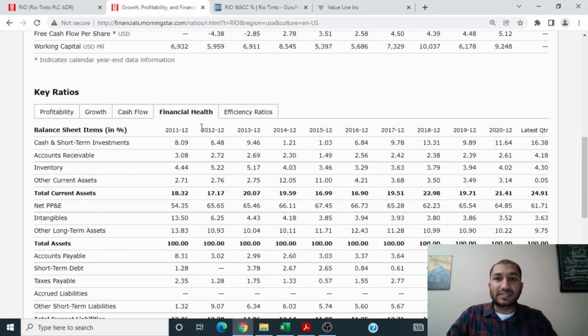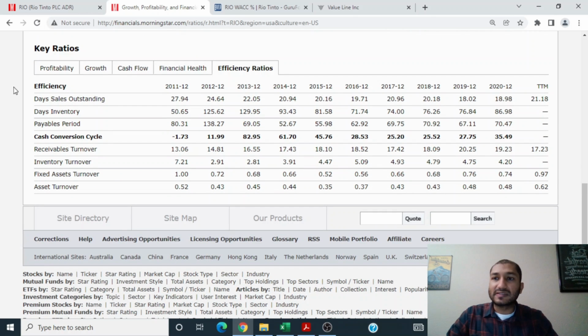Now let's look at the efficiency ratios. The first item on the list is the days sales outstanding. This number gives an idea of how many days go by from the day the company recognizes its sale to the date it actually receives cash for that service rendered. Back in 2011, the company's days sales outstanding was about 28 days, and for the trailing 12 months, that number was about 21 days. Ideally, we want the company's days sales outstanding number to be staying steady or decreasing.